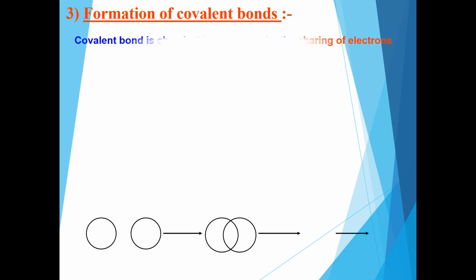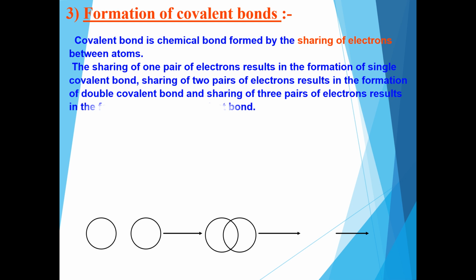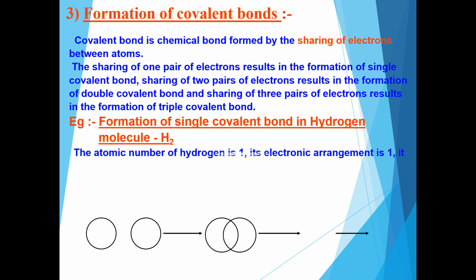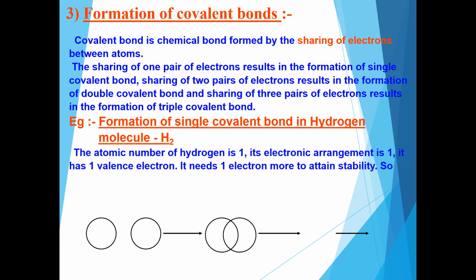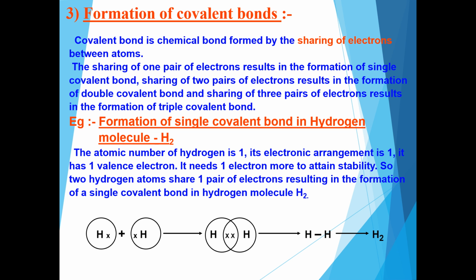Now formation of covalent bonds we will study. Covalent bond is a chemical bond which is formed by the sharing of electrons between atoms. The sharing of one pair of electrons results in the formation of a single bond. Sharing of two pairs of electrons results in the formation of a double bond, while sharing of 3 pairs of electrons results in the formation of a triple bond.